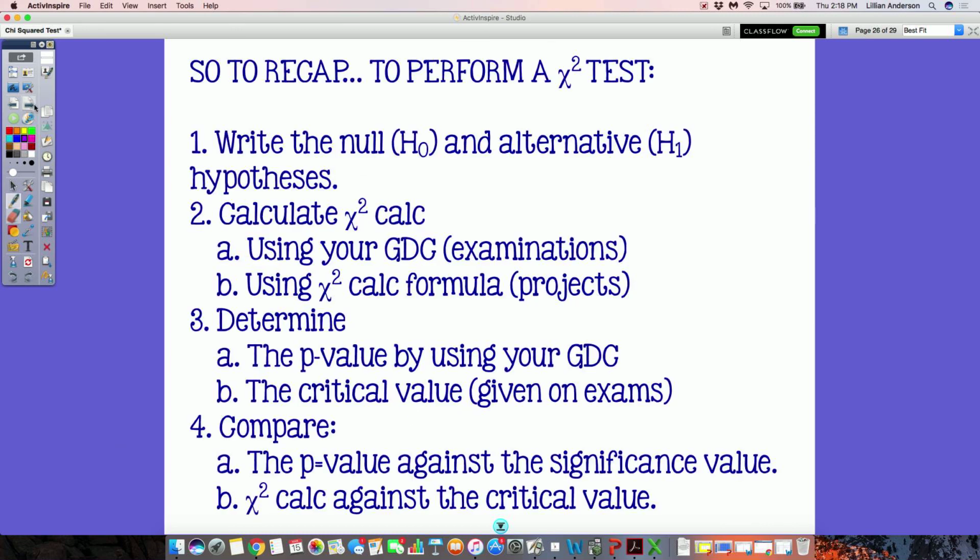So just to recap on everything. To perform a chi-square test, you write your null and alternative hypothesis. Then you find your chi-square test statistic using your calculator, doing the features, right? In IAs, you actually got to do it all out by hand using the formula. Then you have to determine the p-value with your calculator, or use the critical value that's given on your exams, and then compare p-value with the significance level, chi-squared against the critical value. Okay? So, any questions?